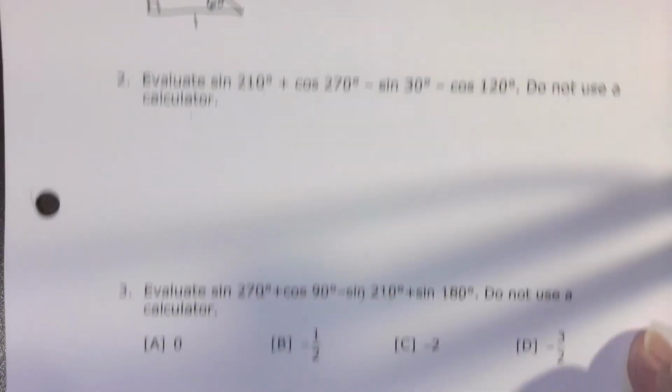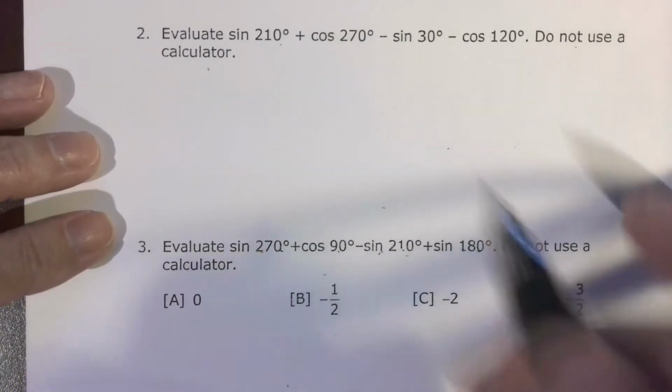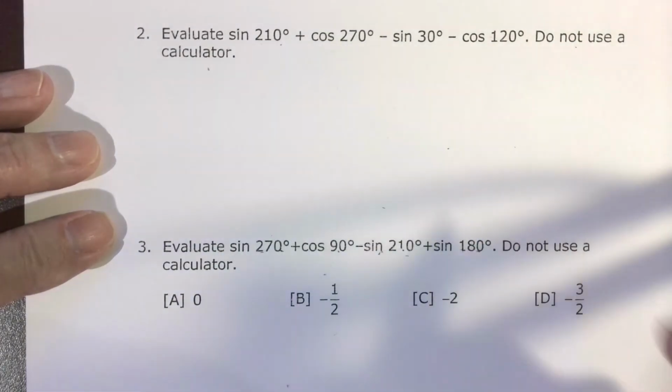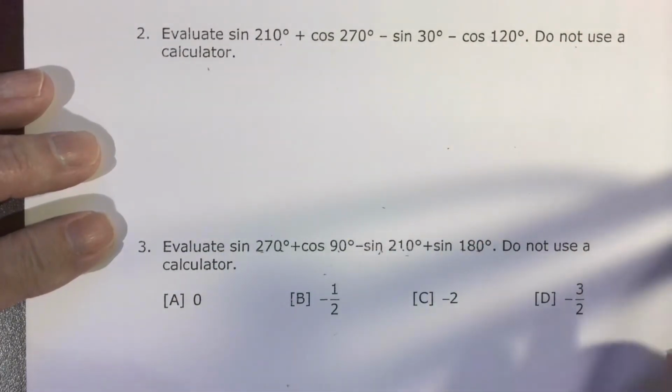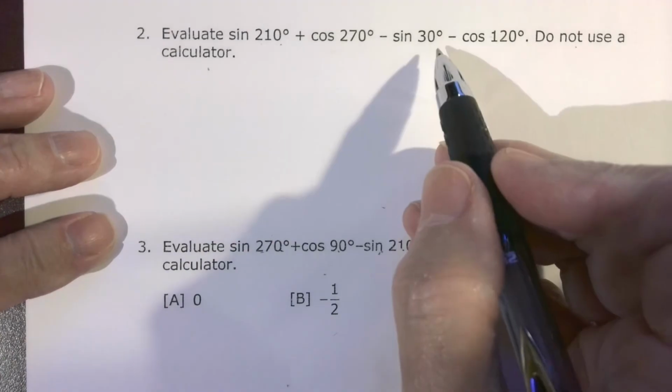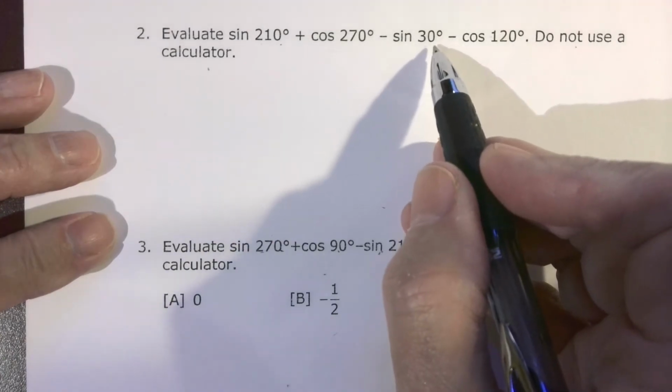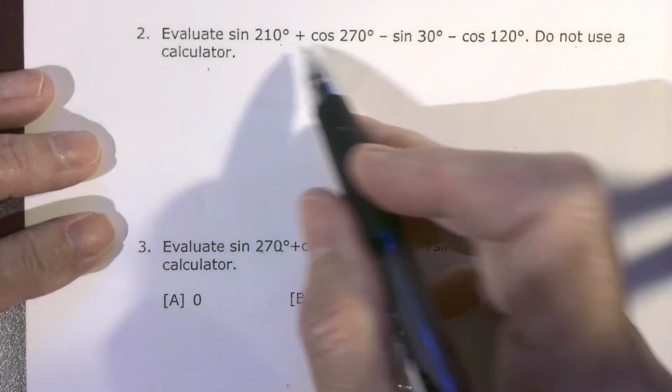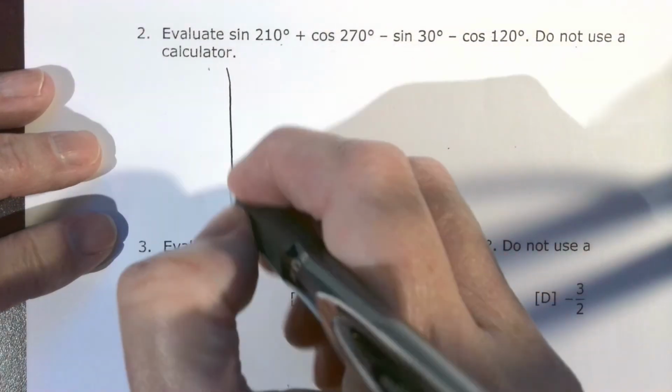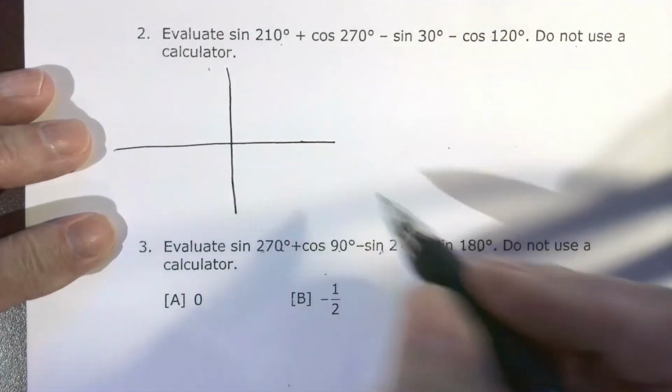Okay, let's move on down to another one. It says to evaluate this expression and do not use a calculator. So these are not just simply like 30, 60. They go into other quadrants, so we need to think of them in the quadrants that they're in.